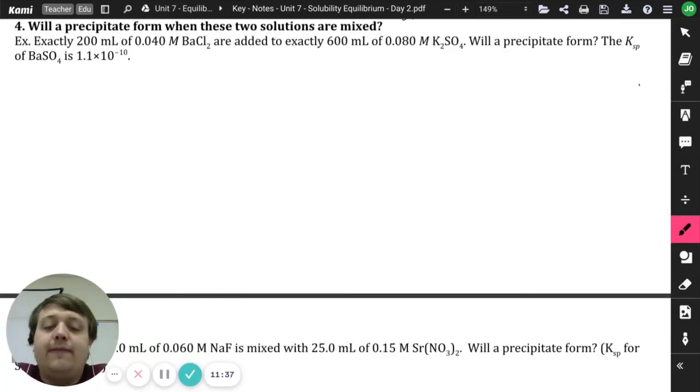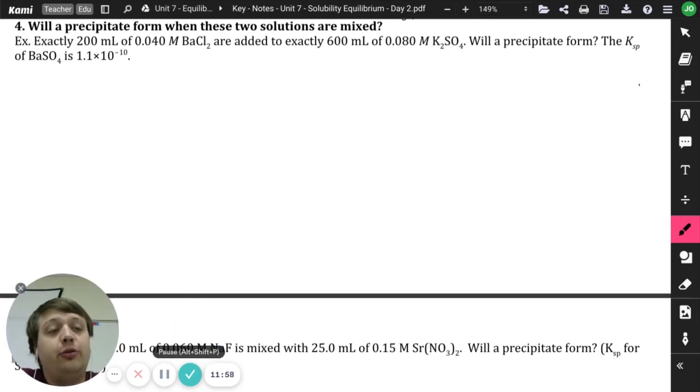Okay, so the very final way that we can ask for a Ksp problem is, will a precipitate form when these two solutions are mixed? And so basically what we're doing is we're looking, if I take a chemical reaction, I mix two substances together, they're trying to decide whether or not a precipitate will form.